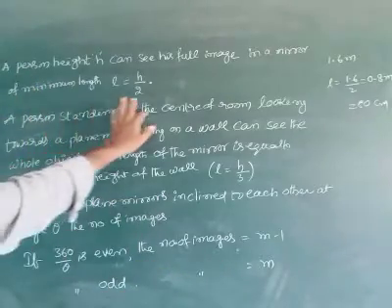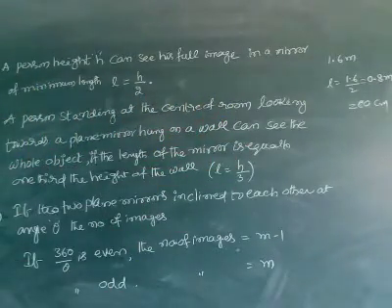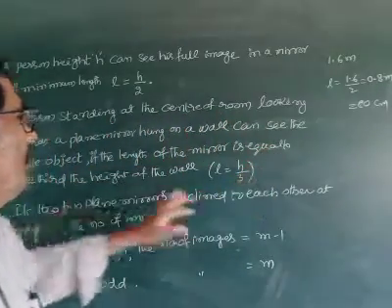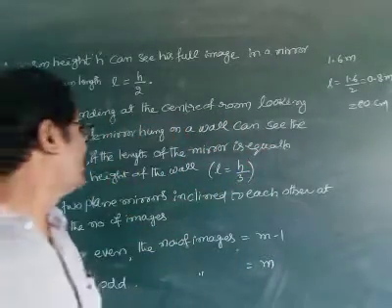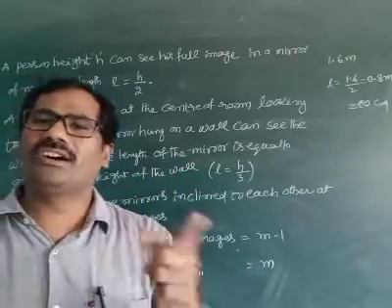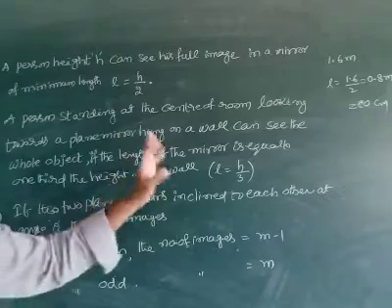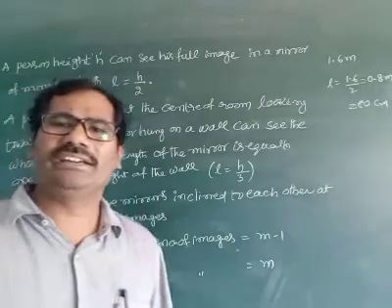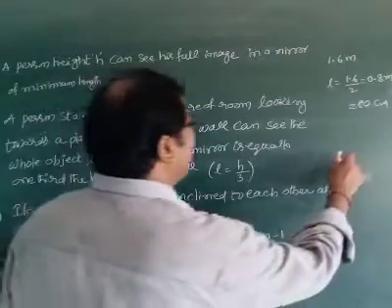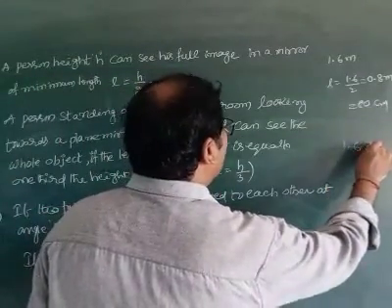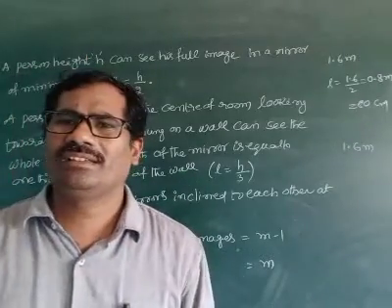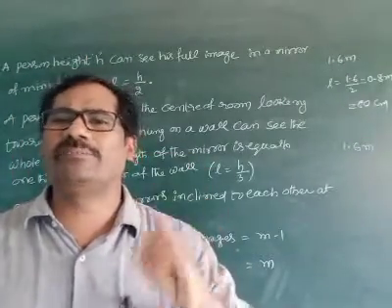In case of a person standing at the center of a room, looking towards a plane mirror hanging on a wall, the person can see the whole object if the length of the mirror is equal to one third the height of the wall. Example, 1.6 meters height of the person standing at the center of the room, that means you can see the full image.